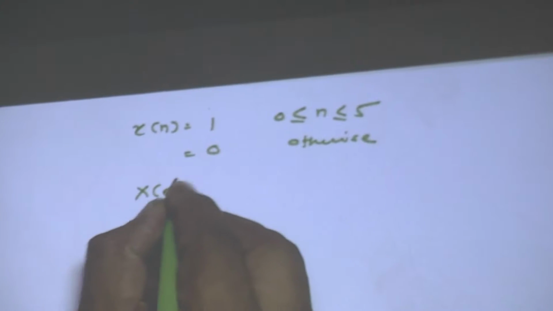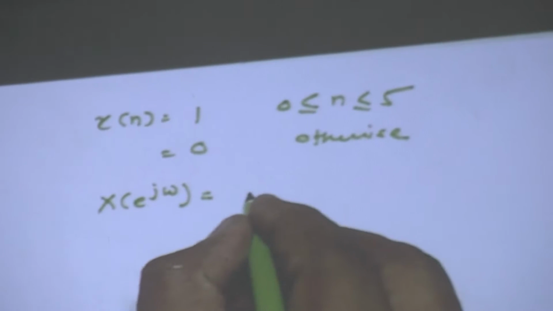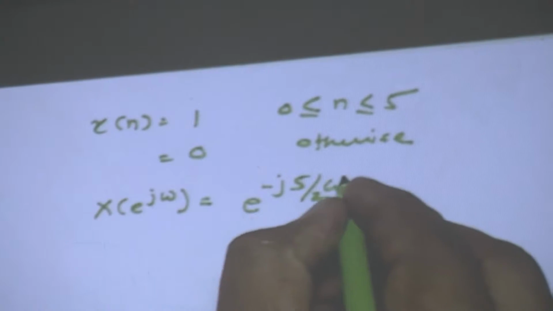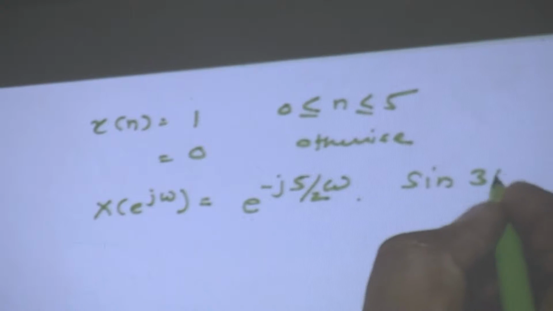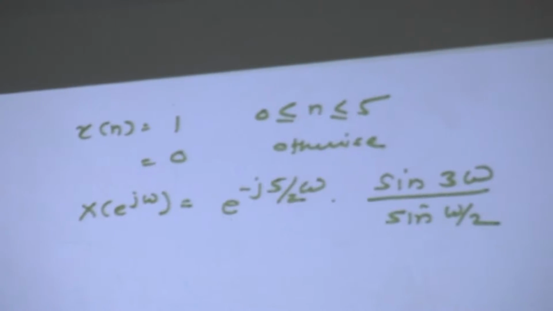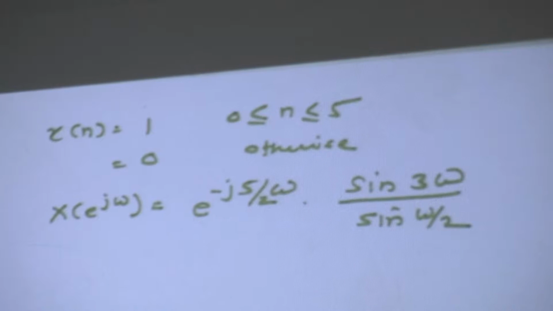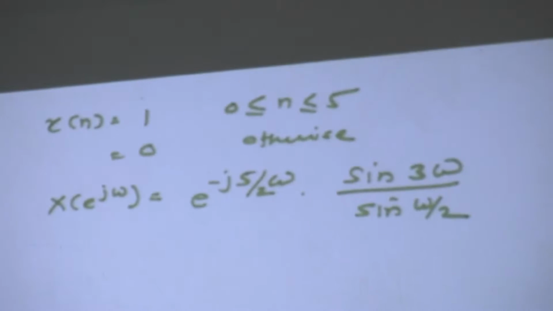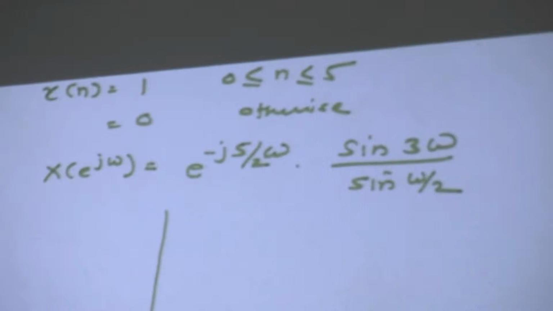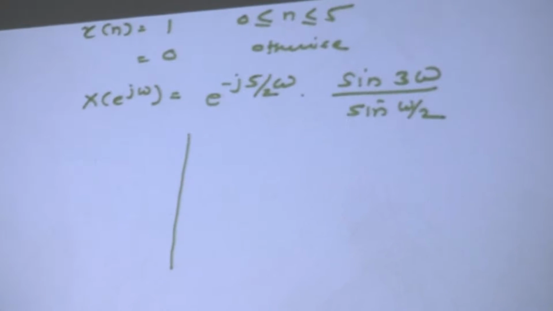That means evaluation of X(e^{j omega}) is no problem. What is it? It's e to the power minus j 5 by 2 omega into sin of 3 omega divided by sin of omega by 2. Up to this, there is no issue to anybody. The only point is to plot the magnitude and phase spectrum, which I will complete now. Most of you, those who have sent me an email, have plotted sin 3 omega correctly and sin omega by 2 correctly, but are not able to plot the ratio of the two. So I will do all the things here.